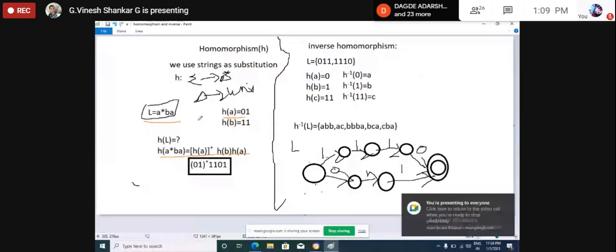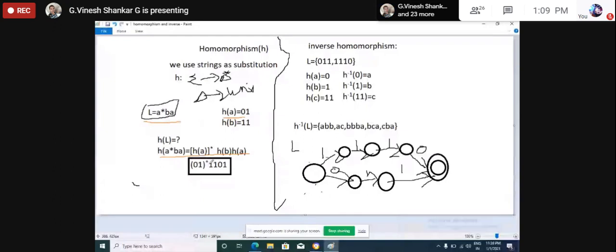See here, L is equal to A star B A. H of A means 0 1, B is 1 1, so H of A whole star, 1 1, then 0 1. This is nothing but a homomorphism, like a substitution only, but we are substituting strings.